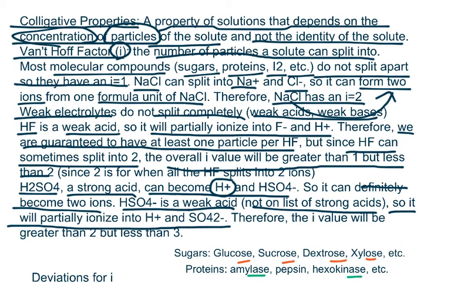Because of that, you have at least two particles, the H+ and HSO4-, but the second time around, where HSO4- turns into two other particles, is not guaranteed. So you can have between 2 particles, which are guaranteed, and 3 particles, which is not guaranteed. Because of this, the i value of H2SO4 will be greater than 2, but less than 3.